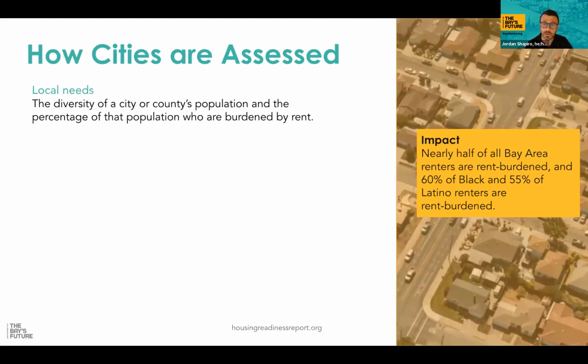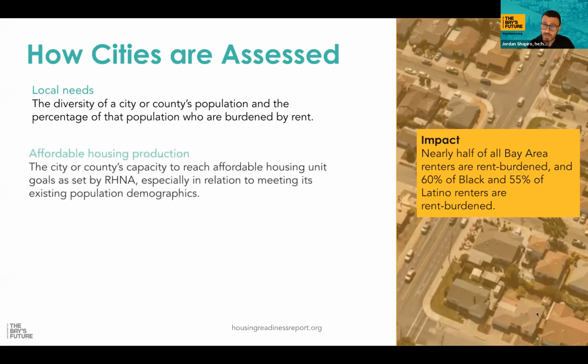So just wanted to talk a little bit about how cities are assessed on the tool. The first way we assess cities was local needs, which is split into two sections. The first section being the diversity of a city or county's population, and the second section would be the percentage of the population who are burdened by rent, meaning they spend more than 30% of their income on rent. This helps us understand what policies and plans cities or counties have or will implement to keep their communities diverse and vibrant.